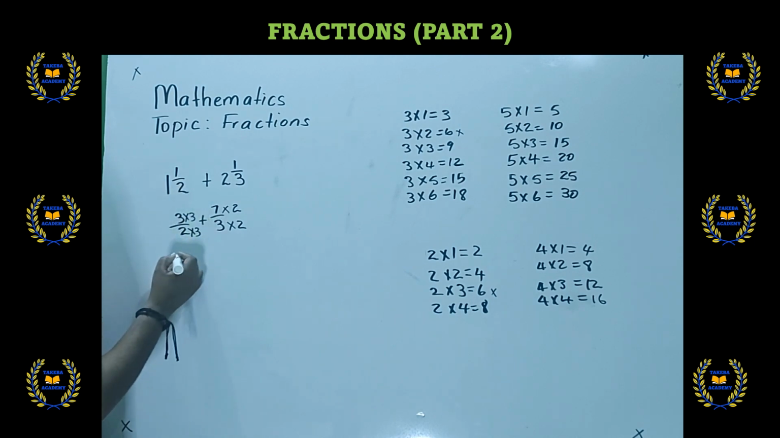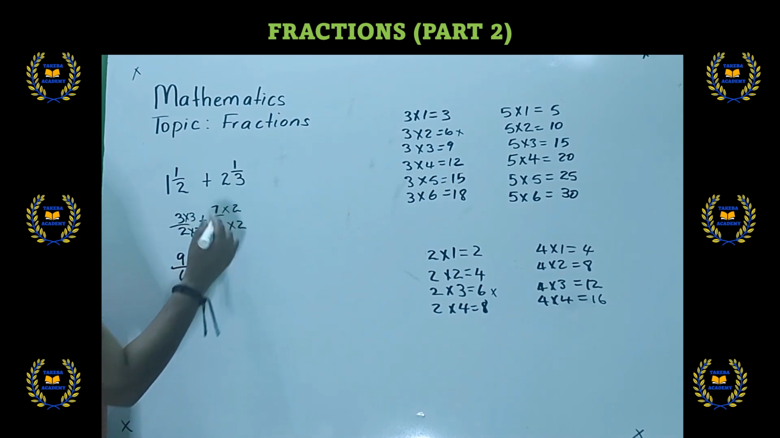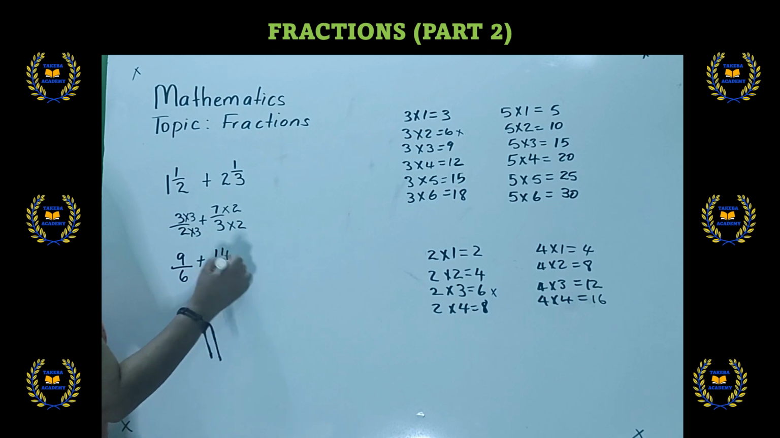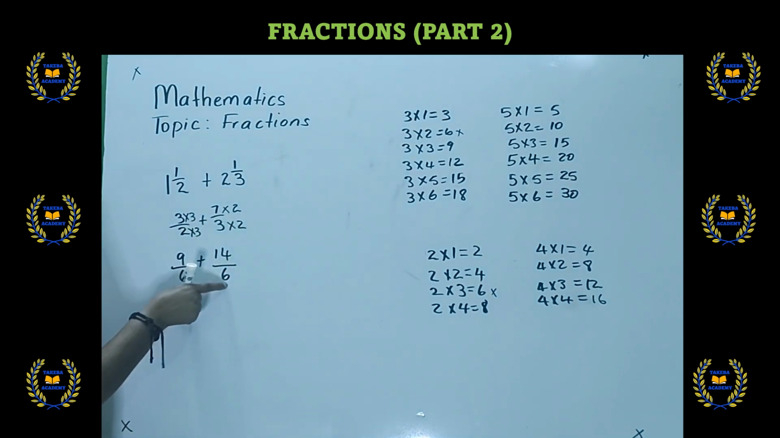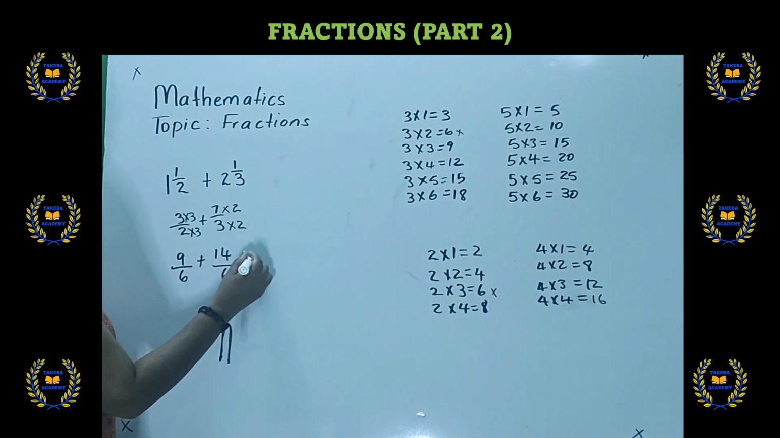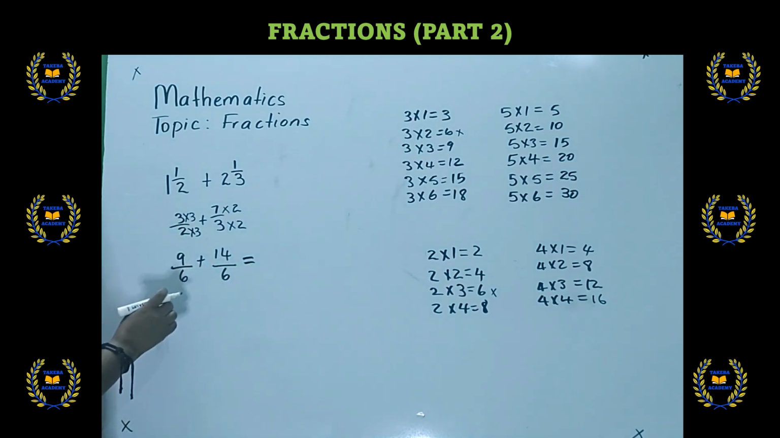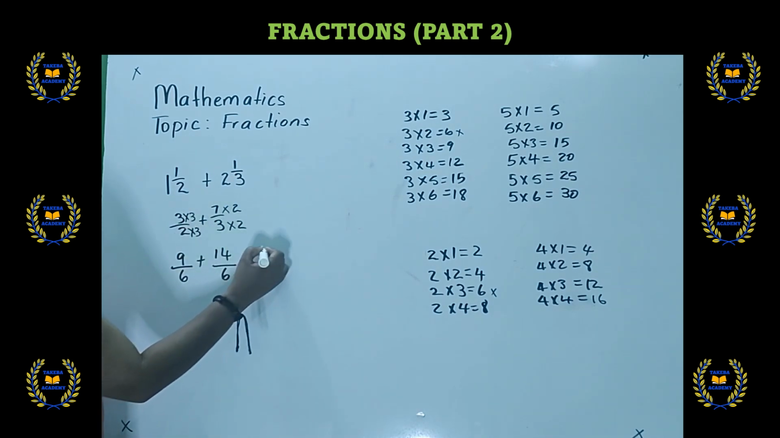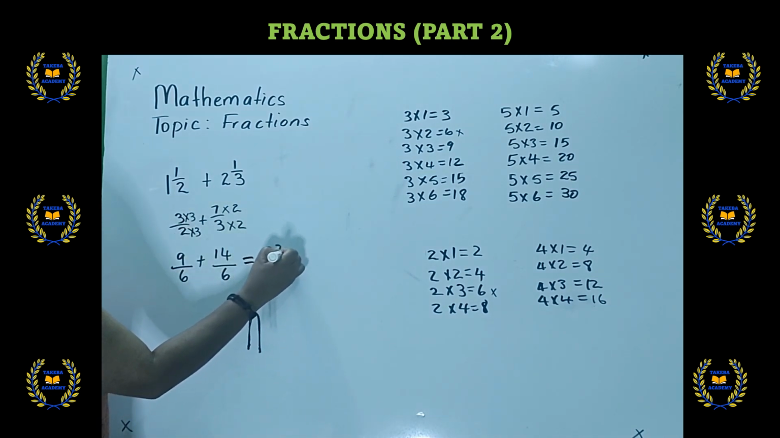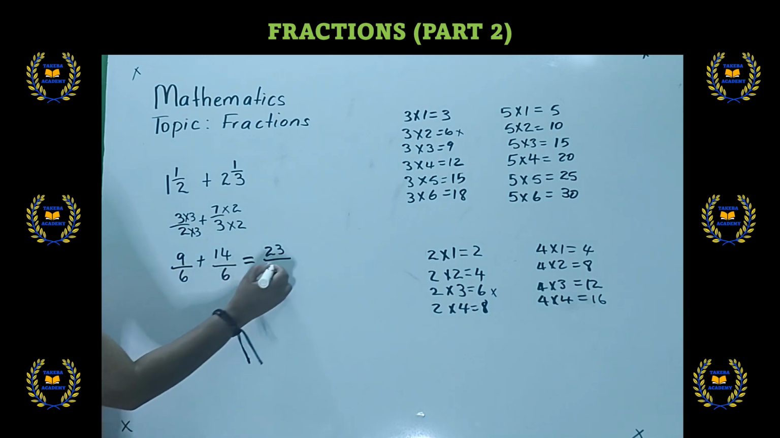So my new fractions would be 9, 3 times 3, over 6, 2 times 3, and 7 times 2, 14, over 3 times 2, that's 6. So now that my denominators are the same, I can go ahead and add these fractions. So 9 plus 14, the answer is 23, and that goes over 6.